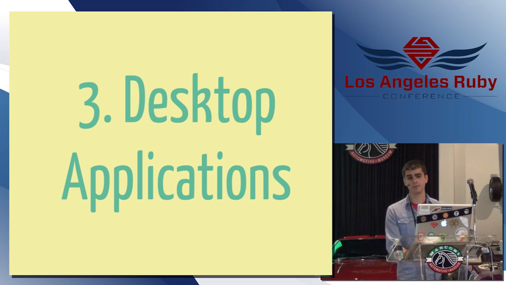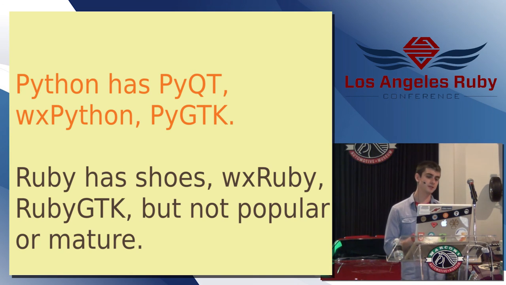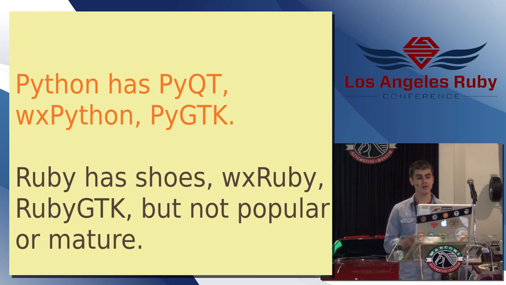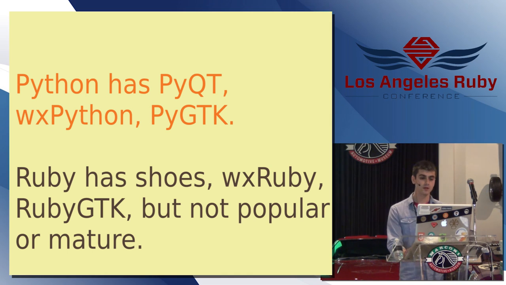Let's talk about desktop applications, if anyone still builds those. Python has Qt bindings, GTK bindings, wxWidgets bindings. Ruby also has those. It also has things like Shoes. But none of the Ruby libraries are really widely used or mature. I was actually doing a little research for this talk, and I was Googling some Python projects that use some of these libraries. And there was a lot. I was really impressed. There was just much more activity going on than I had expected.